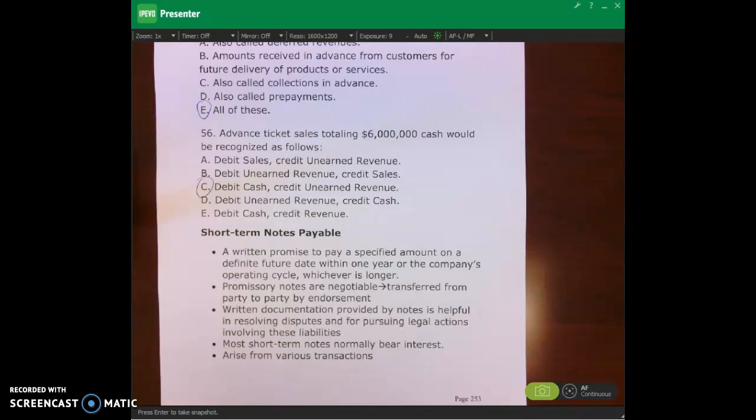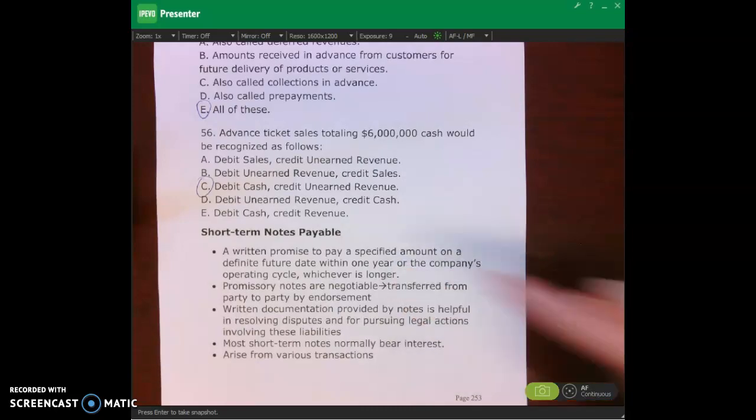A short-term notes payable is just a written promise to pay a specified amount on a future date within 1 year, because it has to be short term, so it's classified as a current liability. So that's why we see the 1 year here, or the operating cycle, whichever is longer. This is kind of the mirror opposite of those short-term notes receivable that we talked about back in chapter 9. In chapter 9, we were talking about using, for example, a notes receivable to extend a past due accounts receivable. We were talking about notes receivable when we lent money to another company.